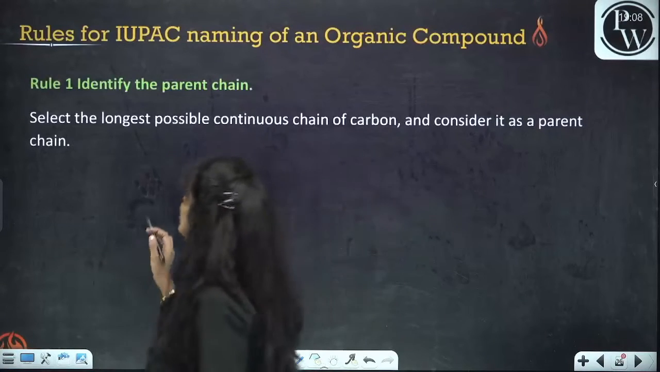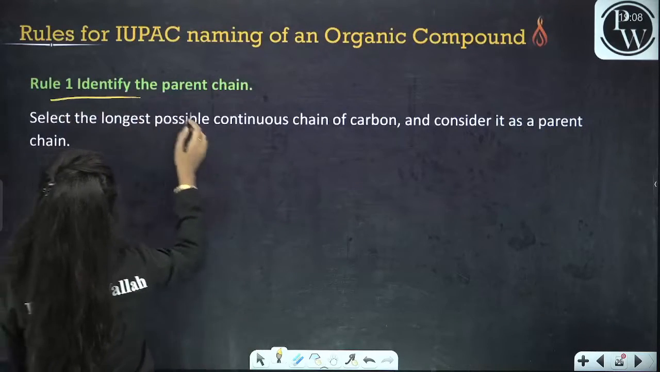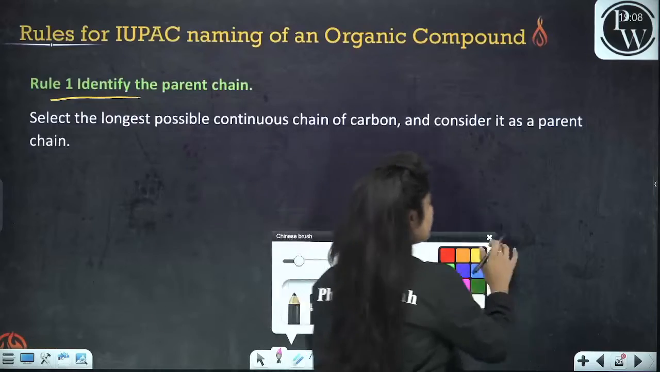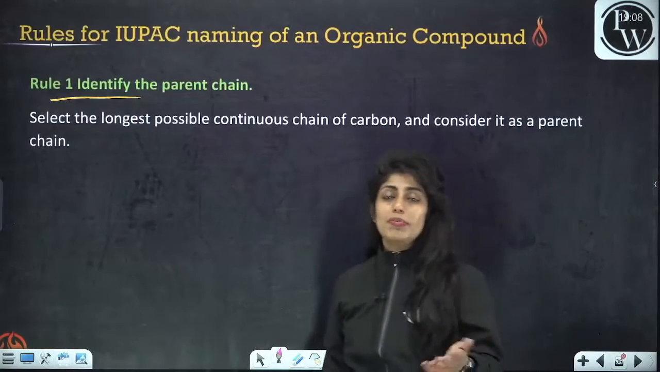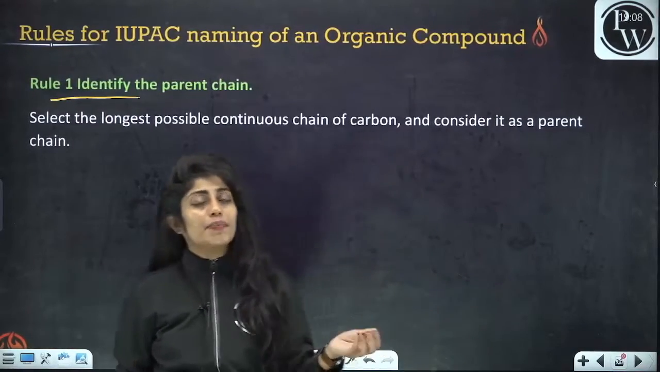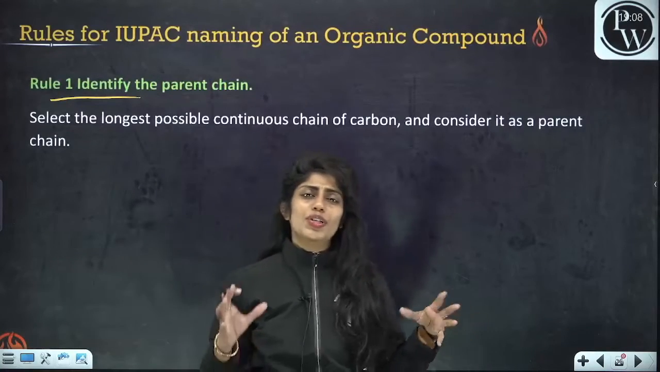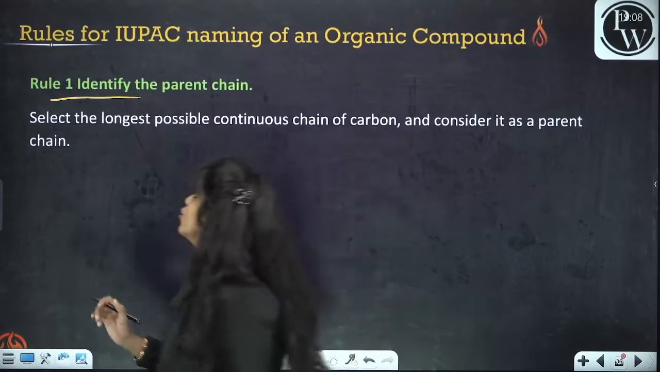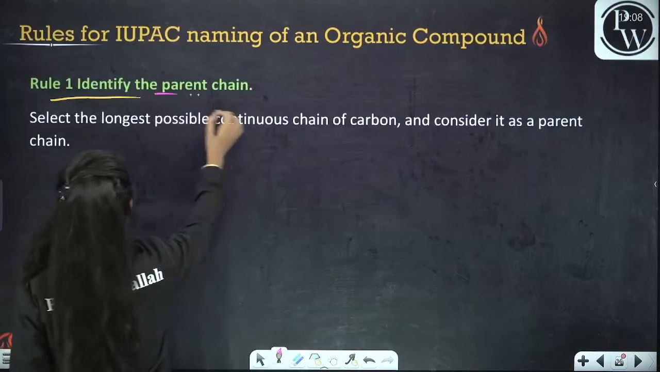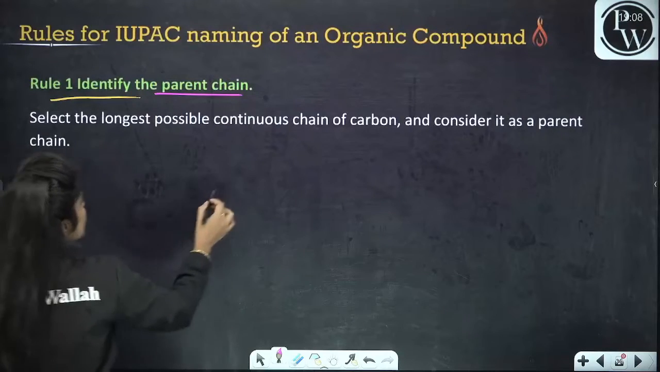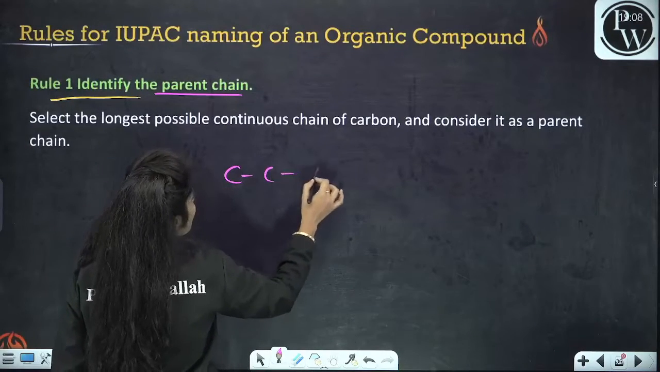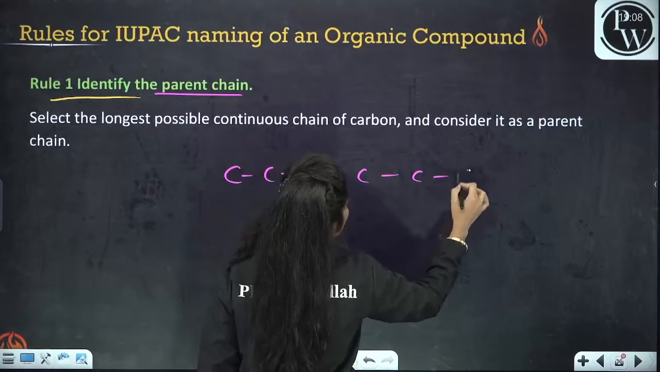Okay, now we are going to understand these. Rule number 1. In the higher classes, of course, there are many rules because the complexity is higher. But in your class, we are going to deal with a few rules. So one is to identify the parent chain, right? So basically, suppose we have carbon, carbon, carbon, carbon, carbon, carbon.